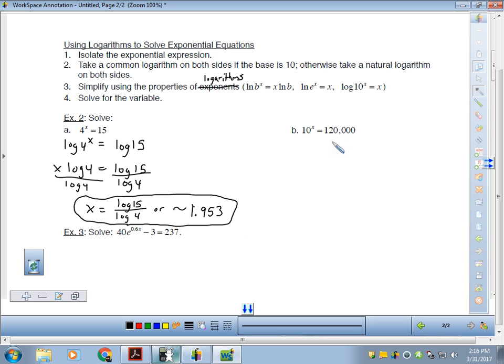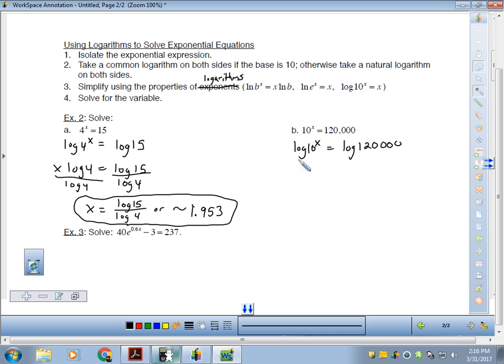All right. Letter B, we got 10 raised to the x equals 120,000. There is not a common base between 10 and 120,000, so we can't use that method. So we isolate the exponential, which it already is. Then we're going to take a log on both sides. So log of 10 raised to the x equals log of 120,000.